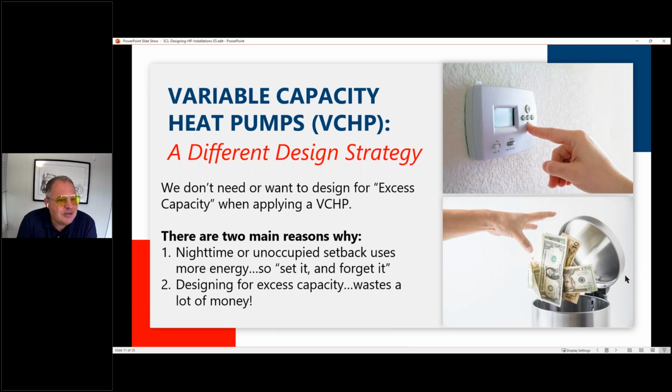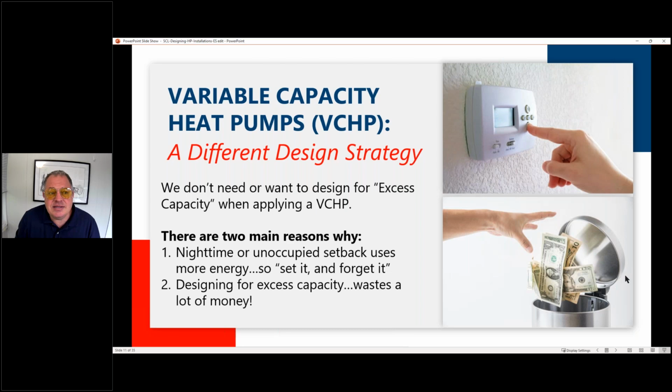If they did try to put in like 100,000 BTUs of heat pump for a heating load on the house that might only be 30 or 40,000, it would just be incredibly expensive. We'd have to put multiple heat pump systems typically in to do that, and it would be both unnecessary and very expensive.